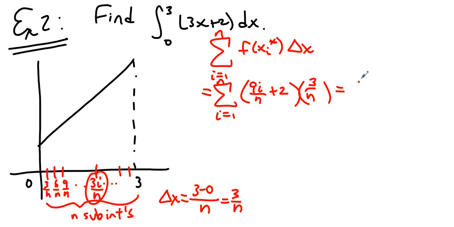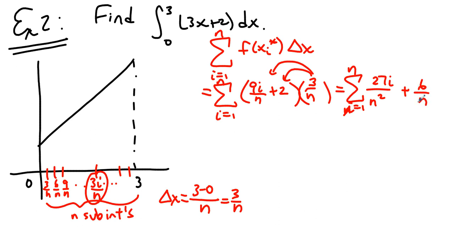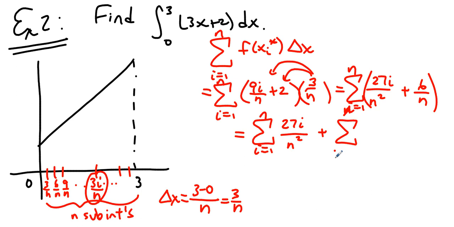Then we do a little bit of algebra. It's nothing terribly complicated. We're just going to distribute this all the way through. So that's 27i over n squared plus 6 over n. And because that's a sum, we can break this up into the sum of 27i over n squared and the sum of 6 over n.